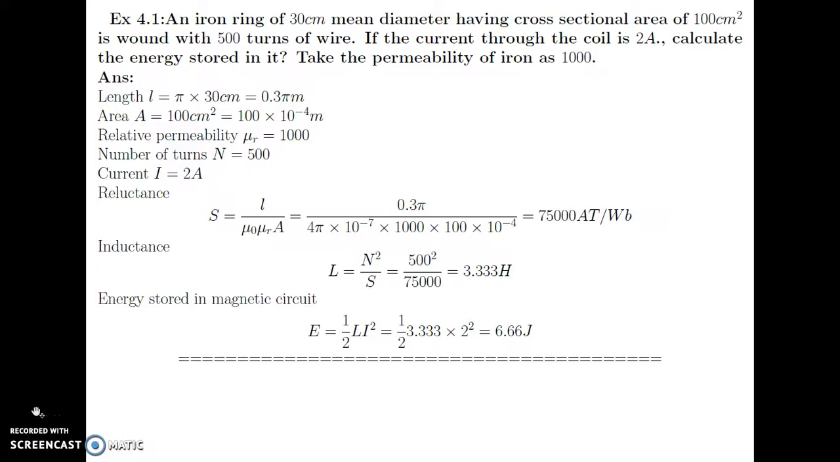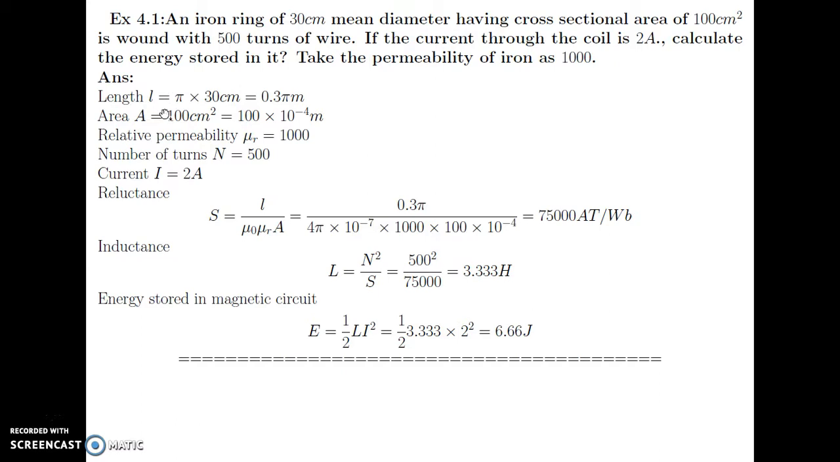Hello, let's see some numericals based on electromagnetic induction. In this numerical, an iron ring of 30 centimeter mean diameter, having a cross-sectional area of 100 centimeter square, is wound with 500 turns of wire. If the current through this coil is 2 ampere, calculate the energy stored in it. Take the relative permeability of iron as 1000.